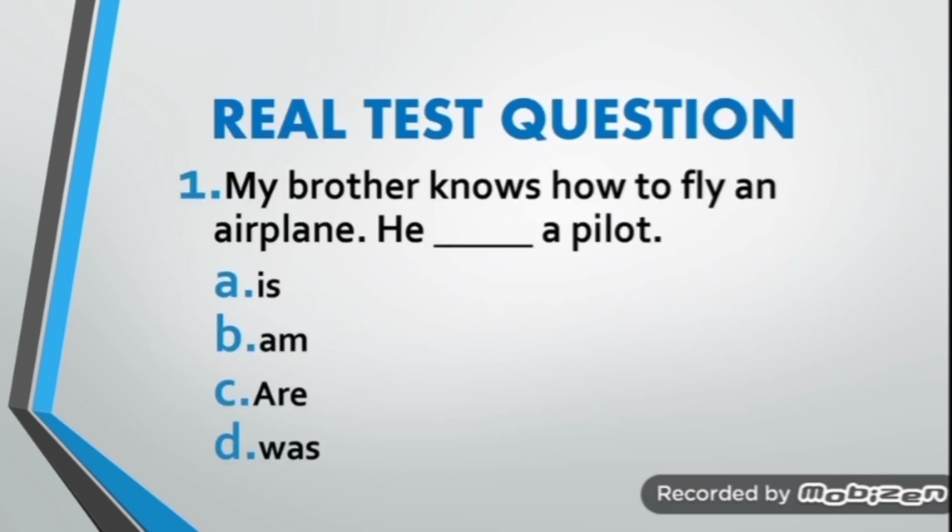Number 1, example. My brother knows how to fly an airplane. He blank a pilot. Okay, so the subject here is he, and since this one is a positive sentence, he blank a pilot, so it is. Okay, he is a pilot.